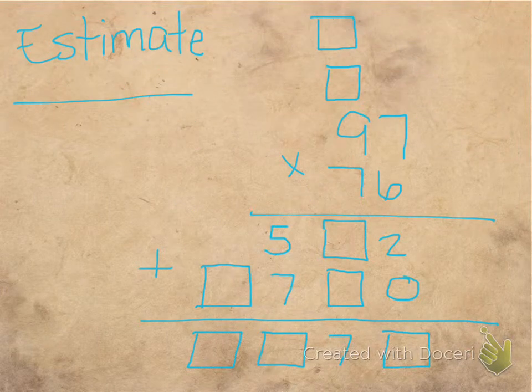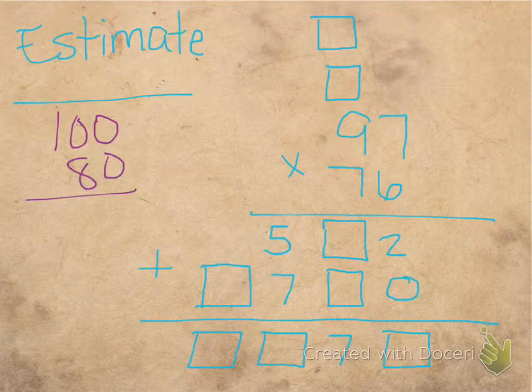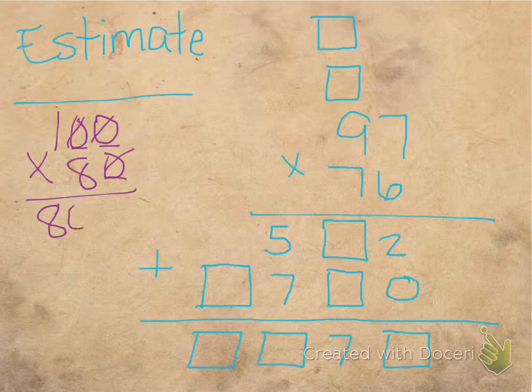Number 2 says estimate and fill in the missing digits. So if I were to estimate, I would round 97 up to 100, and I would round 76 up to 80. Take those zeros away for a minute. 8 times 1 is 8, and then I would add 1, 2, 3 zeros back. So my number should be around 80.